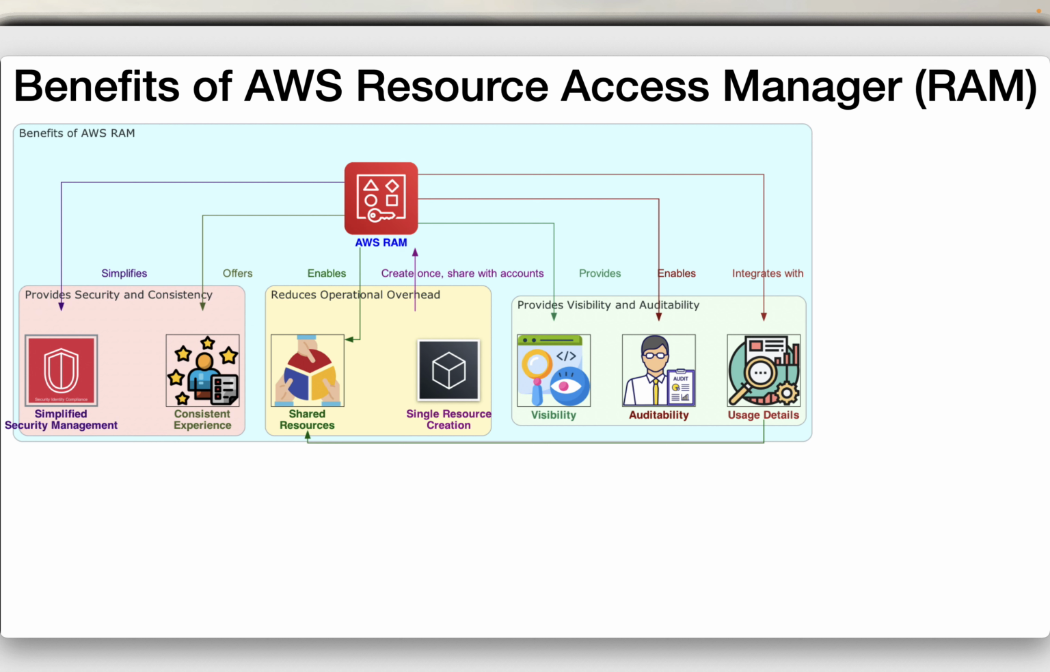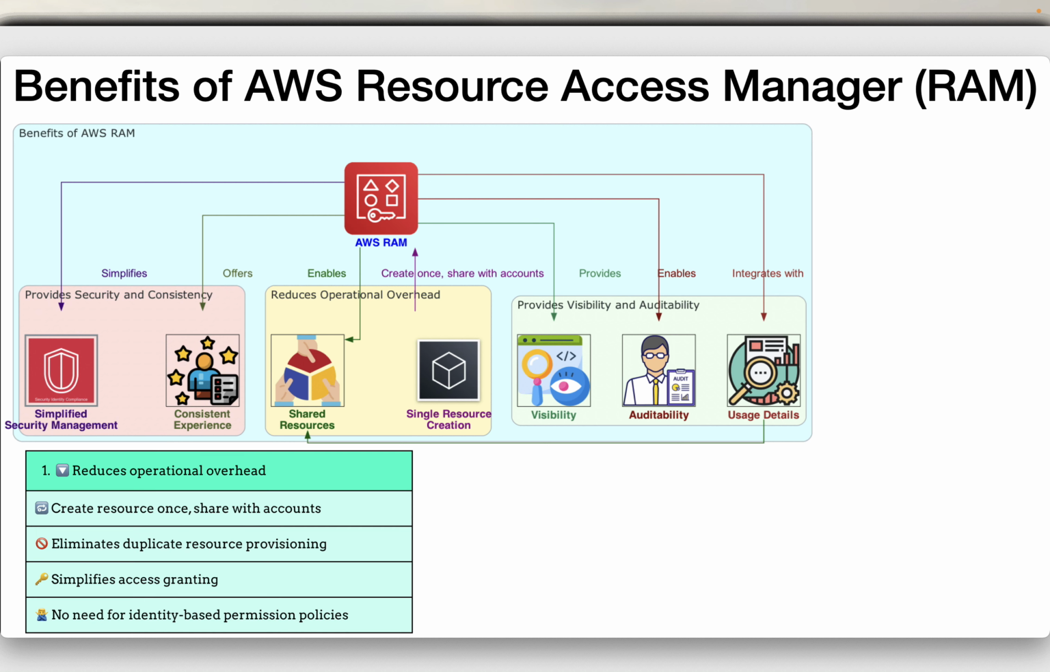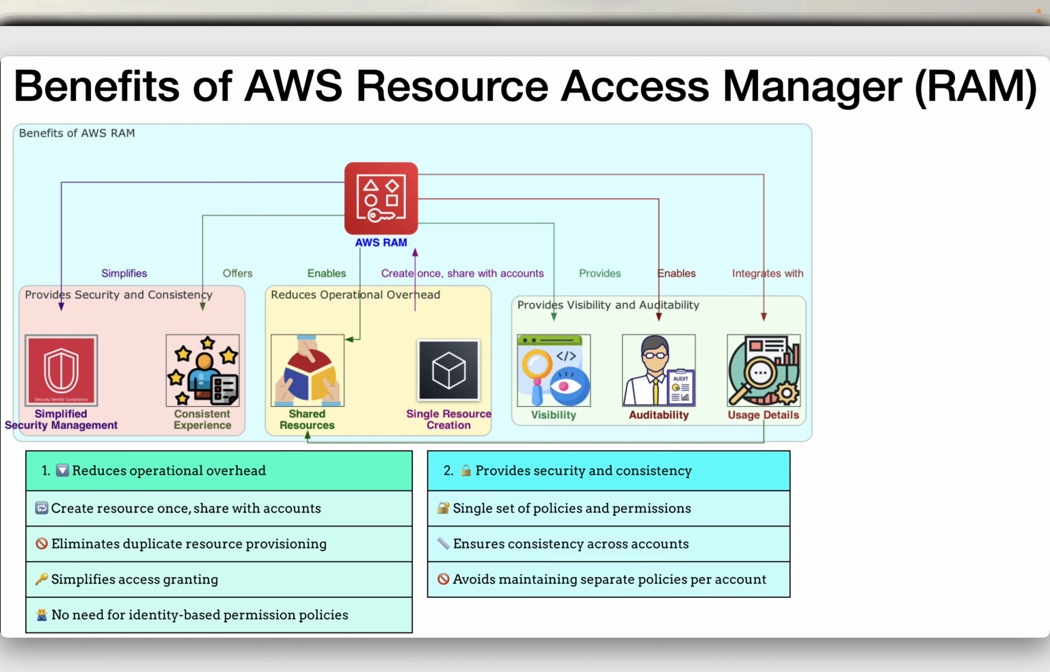So, benefits of AWS Resource Access Manager. AWS RAM allows you to create a resource once and share it with other AWS accounts, which eliminates the need to provision duplicate resources in every account. And this simplifies granting access to roles and users within the resource owning account without using identity-based permission policies. With AWS RAM, you can simplify security management for shared resources using a single set of policies and permissions.